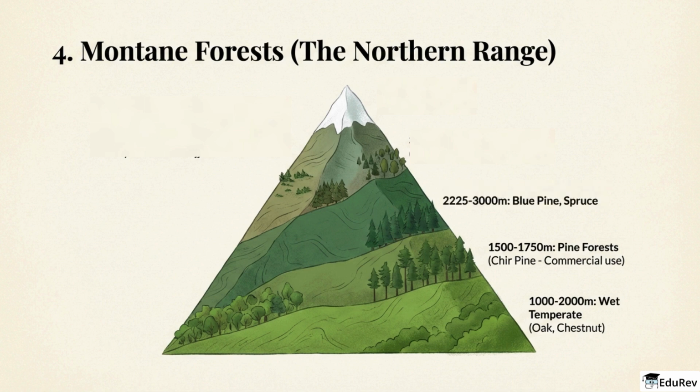From about 2225 to 3000 meters, you move into blue pine and spruce. Then, from 3000 to 4000 meters, you get alpine forests with silver firs, junipers, and birches. Beyond that comes the snowline and tundra. And there is one more term here you should know properly.